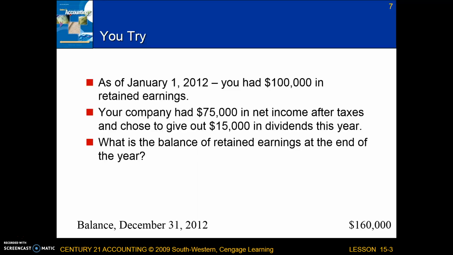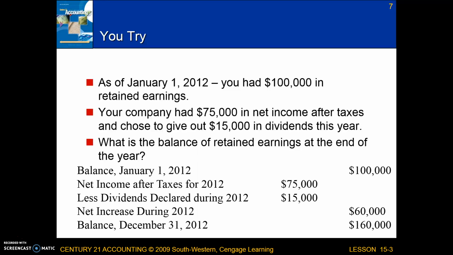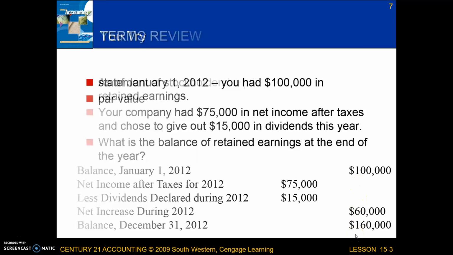Okay, so the answer you should have gotten was $160,000. So you got that by starting with the $100,000 at the beginning, plus $75,000 of net income minus your dividends would give you a net increase of $60,000. So 100 plus 60 equals $160,000.